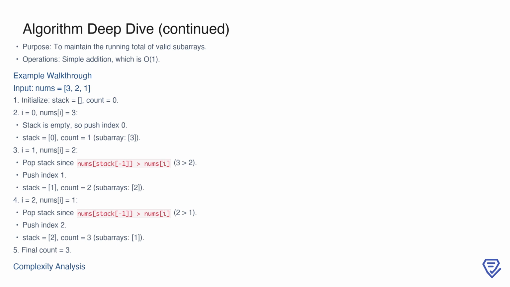Similarly, for nums[2] equals 1, we again pop the stack because 2 is greater than 1. We push index 2 onto the stack, leaving 2 in the stack, and increment count to 3, which corresponds to the subarray 1. This example illustrates how the stack helps us efficiently compute valid subarrays by maintaining the necessary order and avoiding redundant checks.